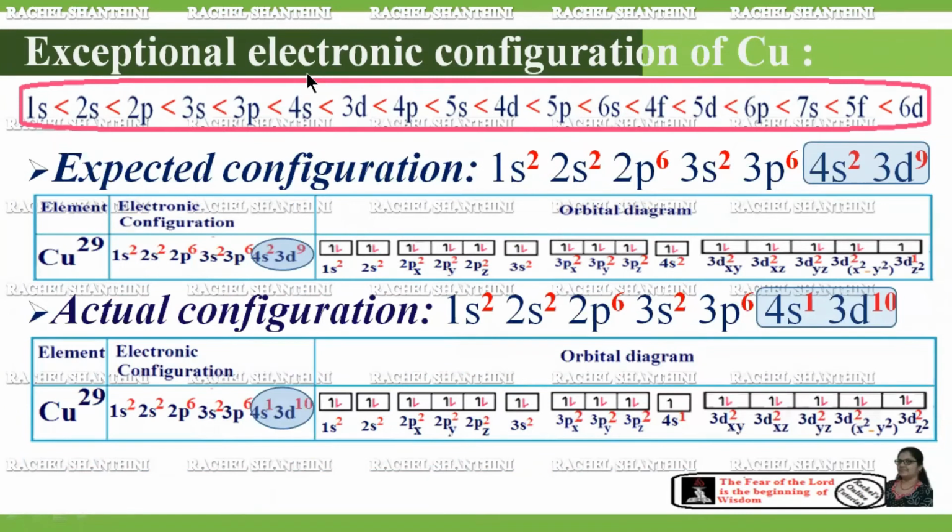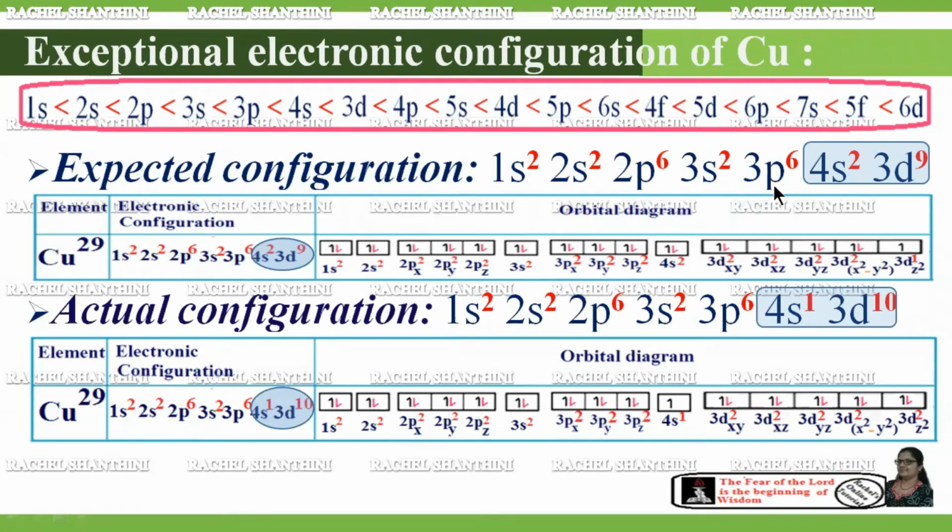Like the electronic configuration of chromium, the electronic configuration of copper is also peculiar. So now we are going to see the exceptional electronic configuration of copper. Copper has the atomic number 29. That means it has 29 electrons, right?